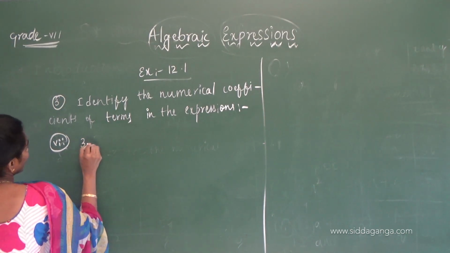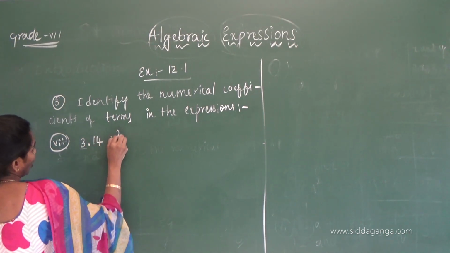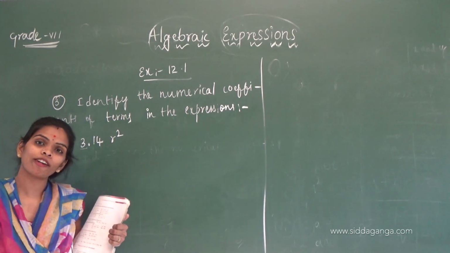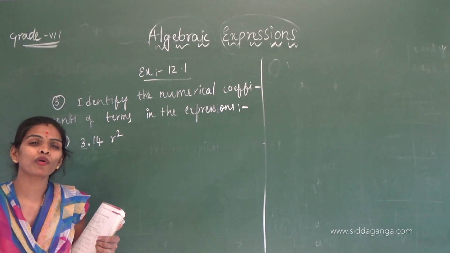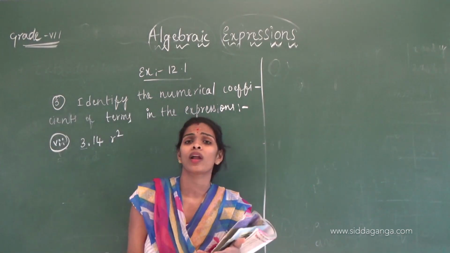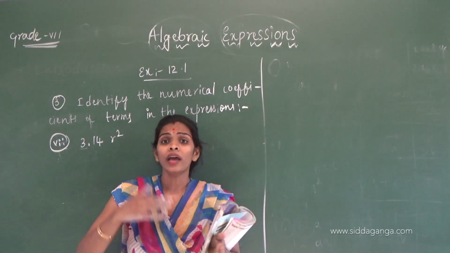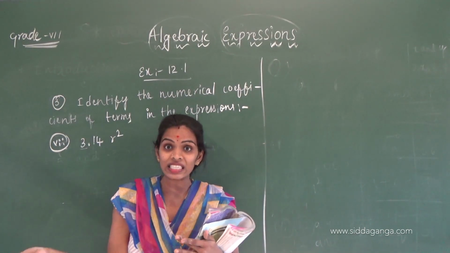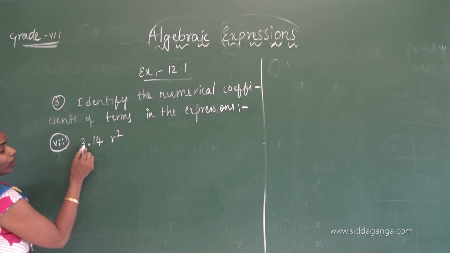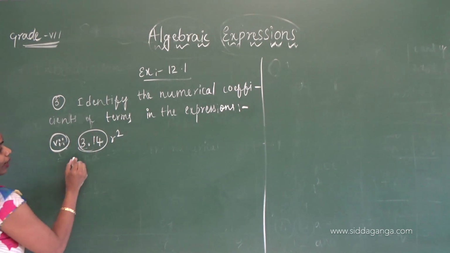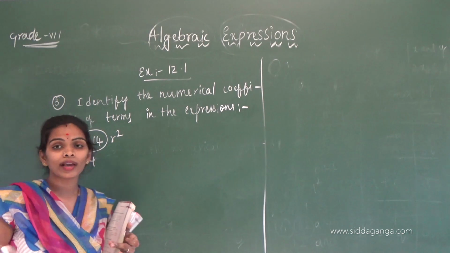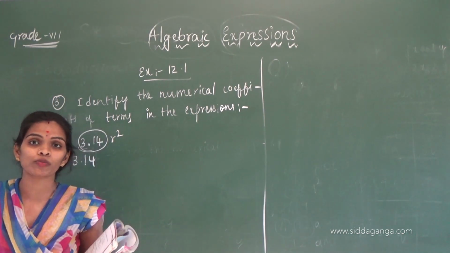3.14 r square. In this, how many terms are there? Only one term is there. That's why it is a monomial. Just by seeing the expression, you have to think whether it is monomial or polynomial, the number of terms, and the number of factors for each term. You have to calculate all that in your mind. Here this one is the numerical part, so you have to write 3.14 is the numerical coefficient of the given expression.